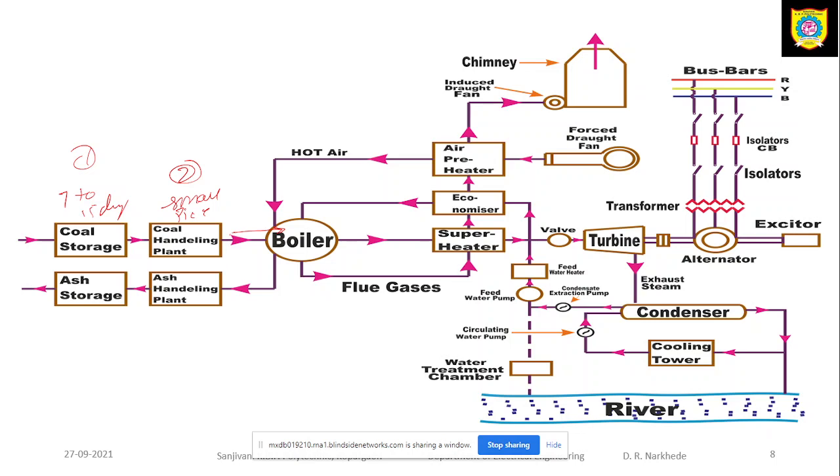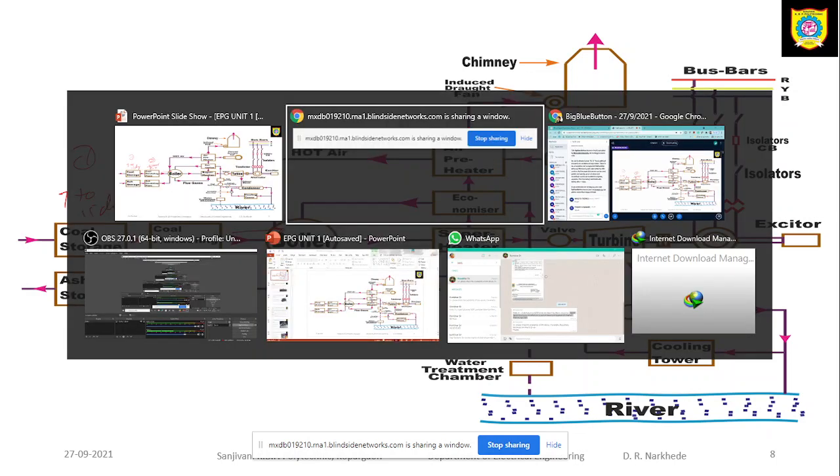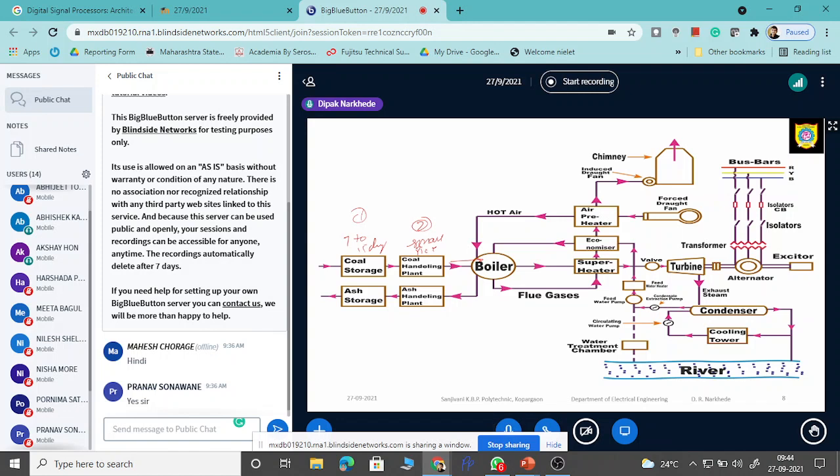But if I want to burn anything, what are the three things required for burning purpose, or what are the minimum things that can be required for the burning purpose? If I want to burn something, what are the minimum things that I want?